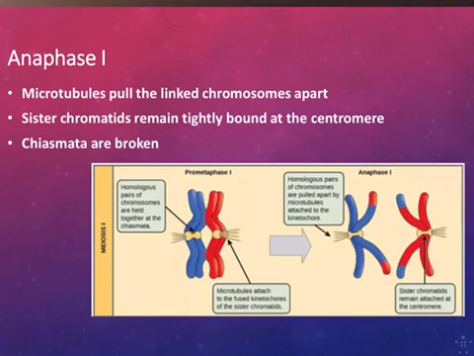Anaphase 1, the microtubules are going to pull the linked chromosomes apart. The sister chromatids still remain tightly bound at the centromere, and the chiasmata are finally broken in this phase.